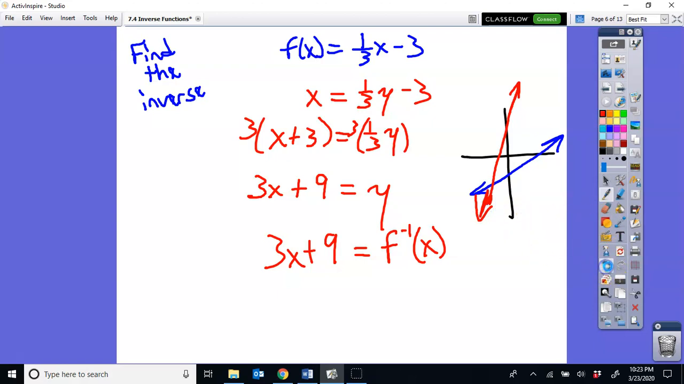And Mr. Harrison is not really good at drawing straight lines, is he? He kind of is bad at it. Sorry, I shouldn't say that on the video, I guess.